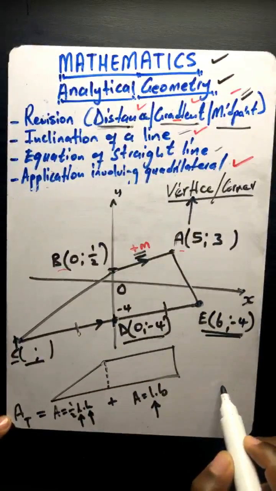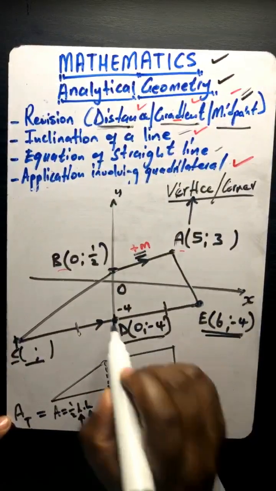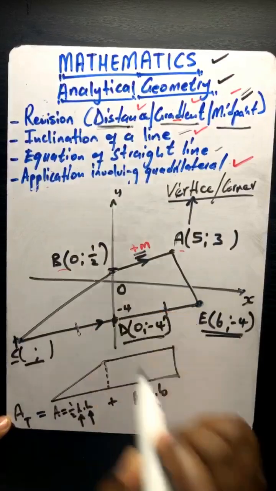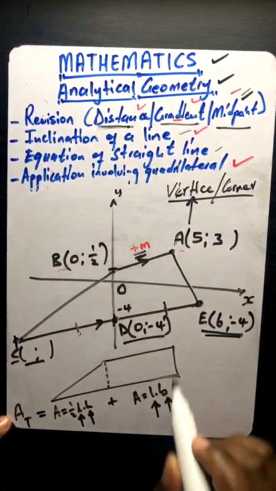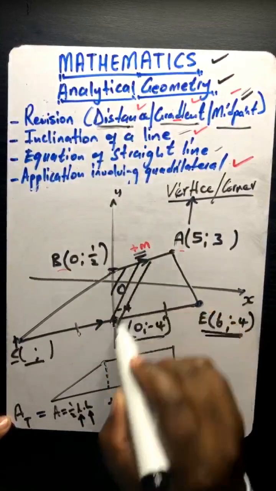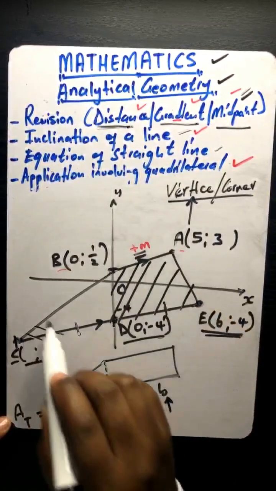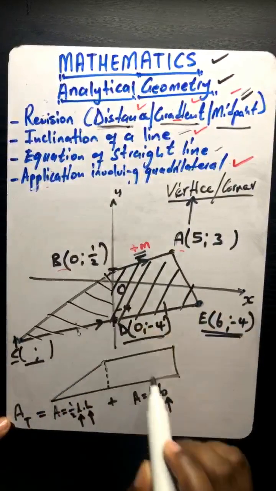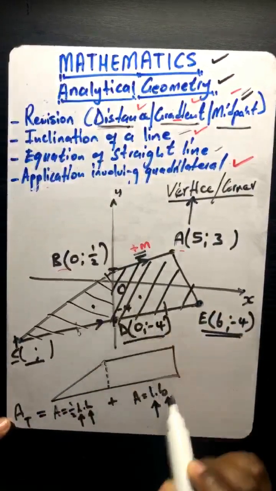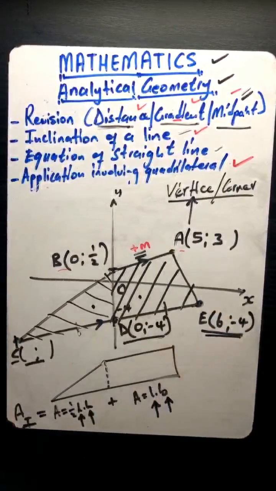Then, since you know the distance from there to there, you can still substitute it there. Then that means it's going to give you that area. And then this one is going to give you that area. And then this area plus that area is the area of a trapezium.